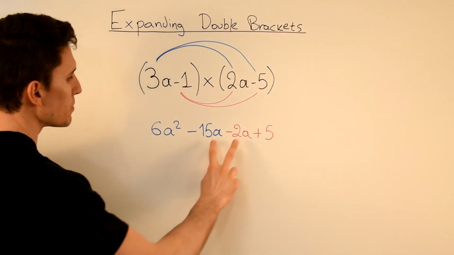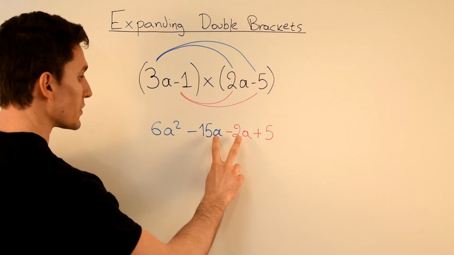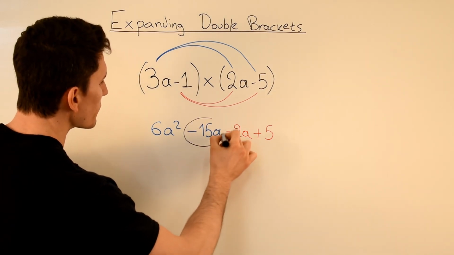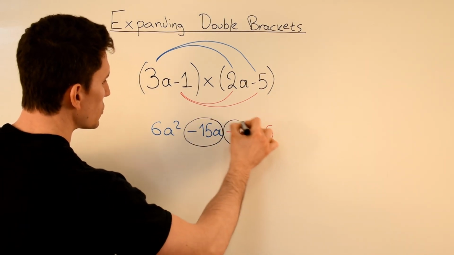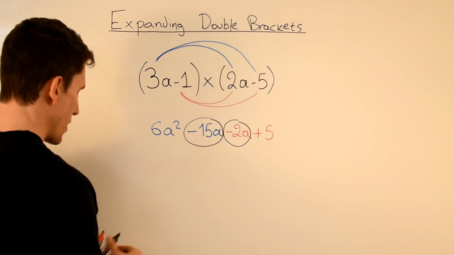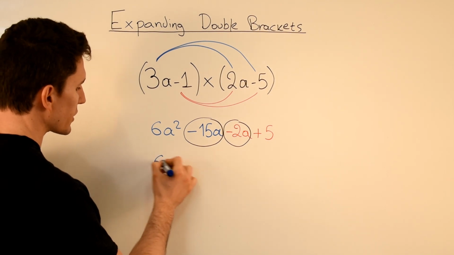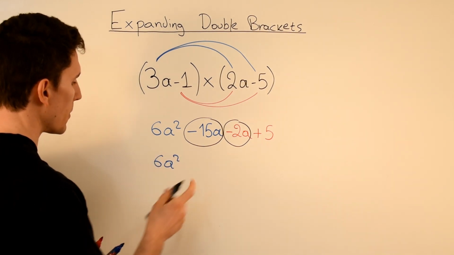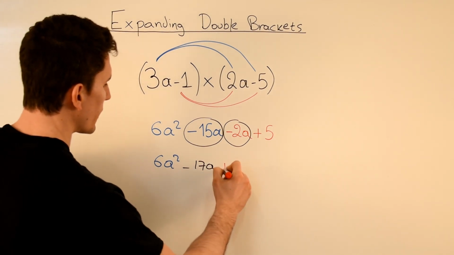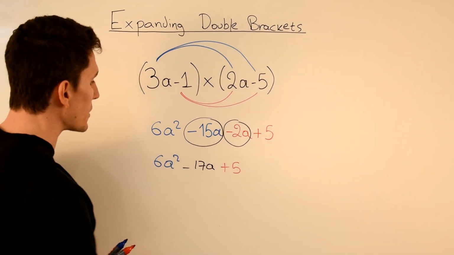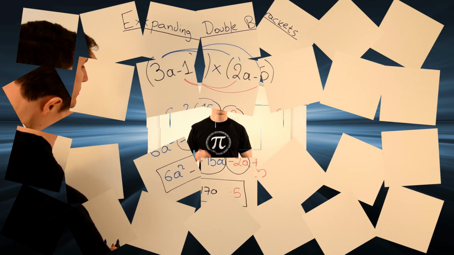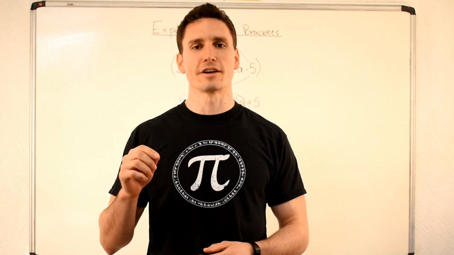Now let's have a look at these middle terms, which are like terms because they both contain a. Now how do we do minus 15a minus 2a? Now that is simply minus 17a. Therefore the final answer will be 6a squared minus 17a plus 5. So this is the expanded form of the double brackets we've been asked to expand here. This was a short lesson on expanding double brackets.